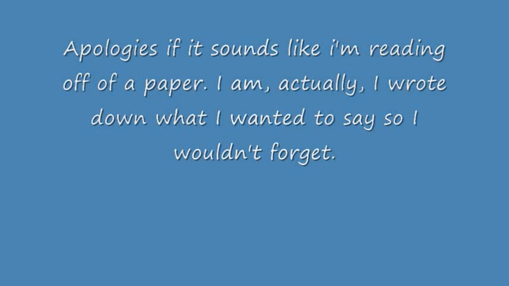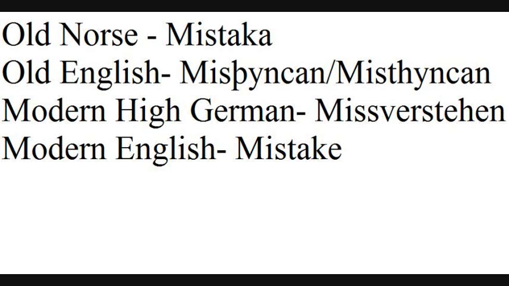In this video, I'm going to show you guys some of the various cognates in the various Germanic languages. This is barely touching the surface of all the words these languages have in common, but here's just a very few. The Old Norse word mistaka is turned into the Old English word mistinken, which means mistaken. The modern High German, which is the modern German spoken in Germany, is missverstehen, which means misunderstood, and the modern English equivalent is to mistake or be mistaken.